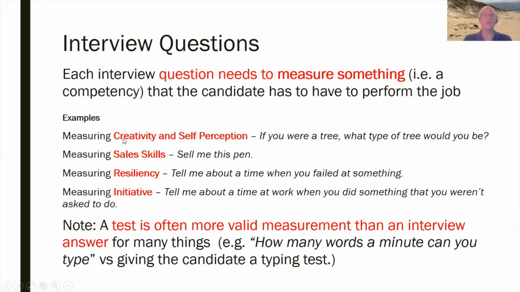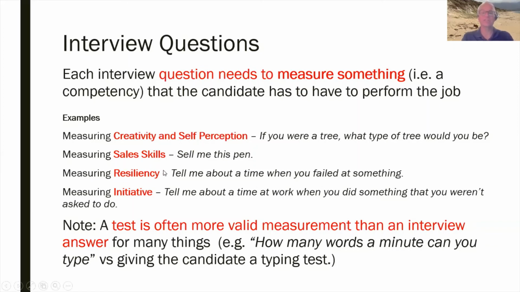If you want to measure creativity and self-perception: if you were a tree, what type of tree would you be? Well, sir, I would be a mighty oak who stands tall and firm and strong, and so on. Measuring sales skills: sell me this pen. That's a classic one for sales, and then toss the pen at the person and see what they say.